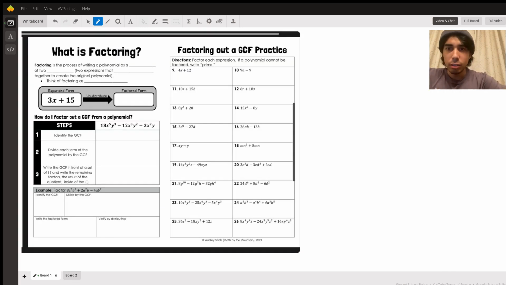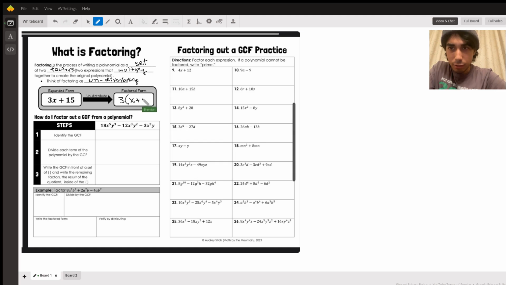All right, let's come over here and look at some of these examples. So, what is factoring? Factoring is the process of writing a polynomial as a set of two factors. That's two expressions that get multiplied together to create the original polynomial. We'll go over what that means a little bit more too. You can think of it as undistributing. It's like doing the opposite of what distributing does. So if we have our expanded form, it's going to give us this factored form.